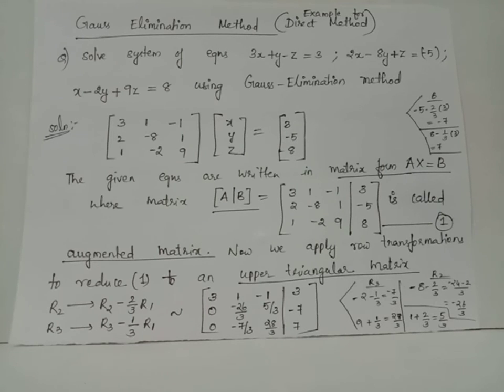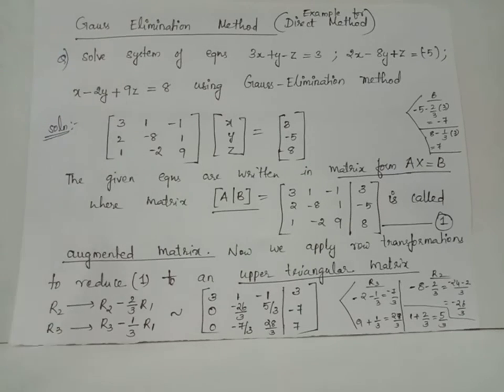In case of direct methods, we do not make use of iterative formulas. Here, the amount of computation remains fixed. Gauss elimination method, Gauss-Jordan method, triangulation method, and Kraut's method are the most popular direct methods. Let us now discuss Gauss elimination method, which is an example of a direct method. Let us consider an example.